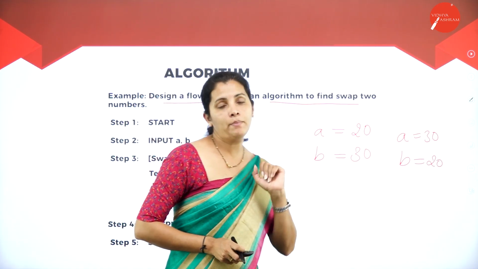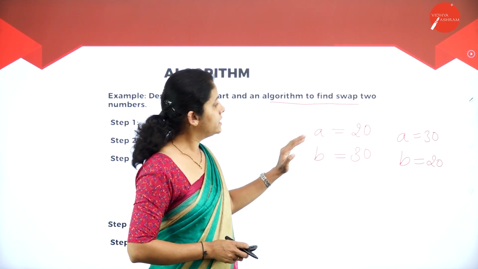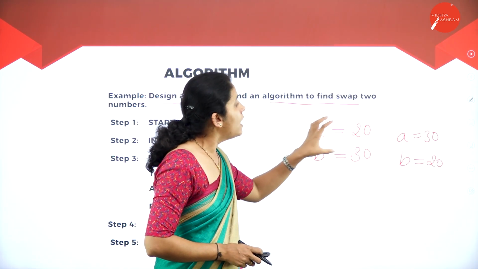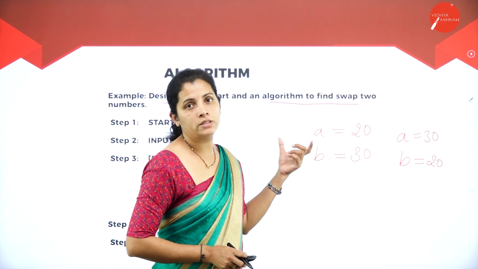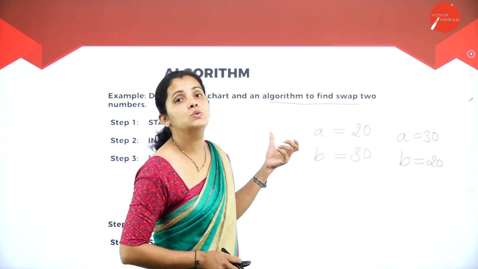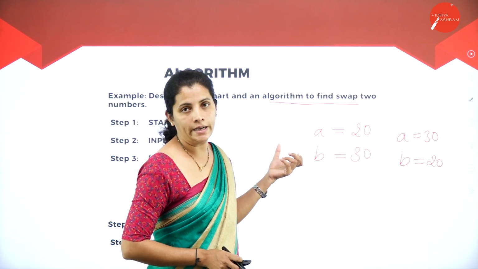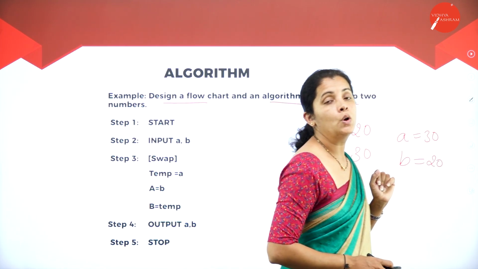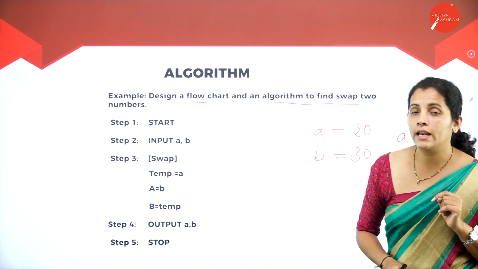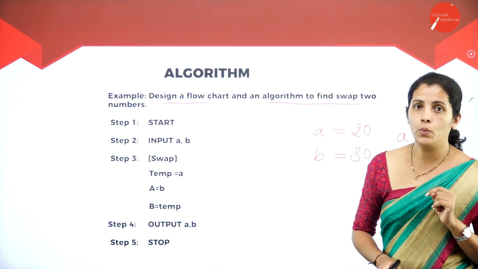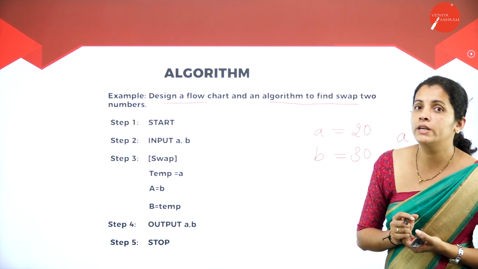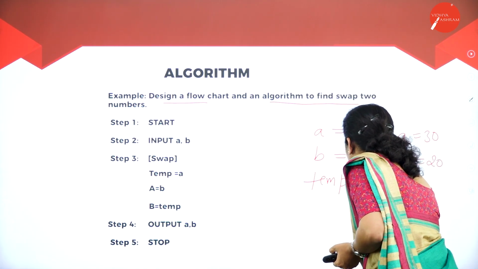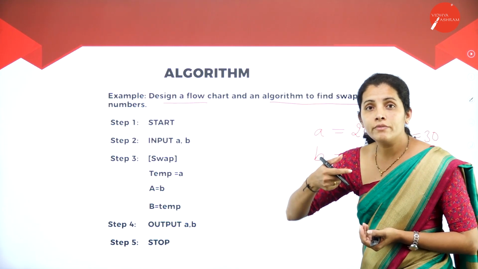So how can I interchange my values? Is it possible to interchange directly? No. Because when I interchange these values directly, one variable is going to lose its content. So what will I do? I'm going to take another variable's help. With the help of another variable, I can interchange my values. So what variable am I going to take here? That is temp. Now I'm going to take another temporary variable. What is the variable name? That is temp.